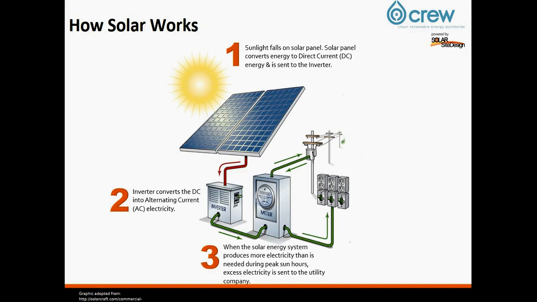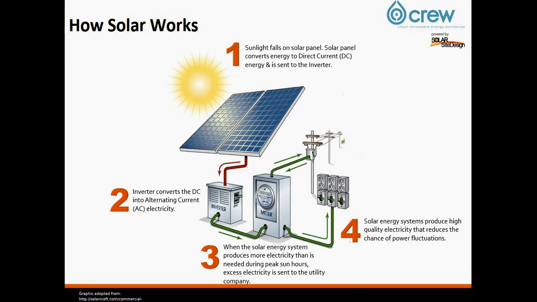So you'll notice then the meter that's connected to the house and in turn to the solar system, it monitors the energy usage. And when the solar energy system produces more electricity than is needed during the peak sun hours, the excess electricity is sent to the utility company. So when this happens, you will actually see the meter moving backward, which is kind of cool.